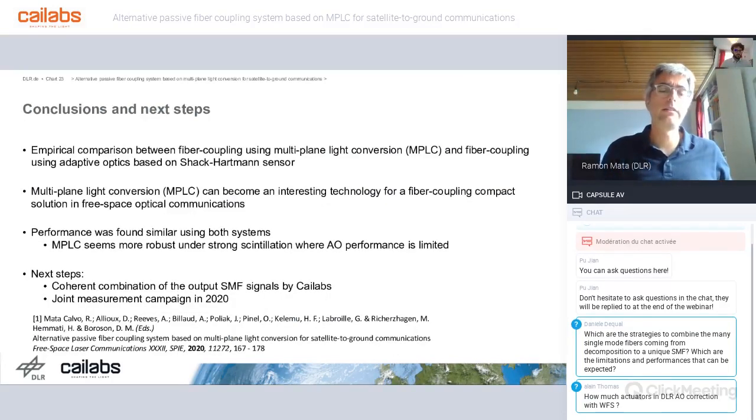So as a conclusion, we had this empirical comparison. We just decided, let's see what happens. Let's plug the systems together, measure them together, and synchronize the measurements so that we see at the same time what's happening in both systems. So we compared the system from Cailabs, and we compared our adaptive optics system for single mode fiber coupling.